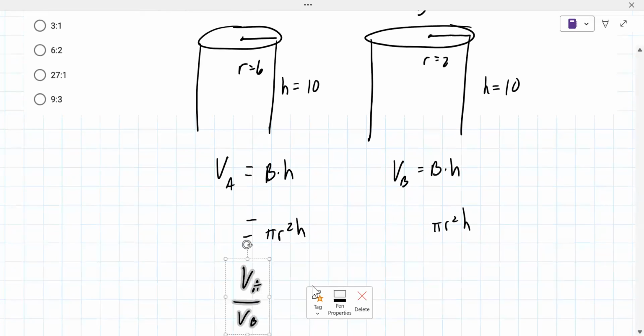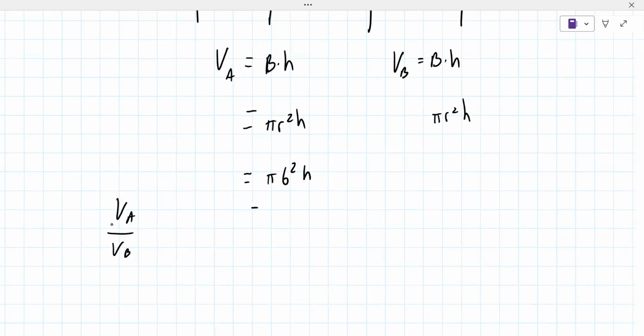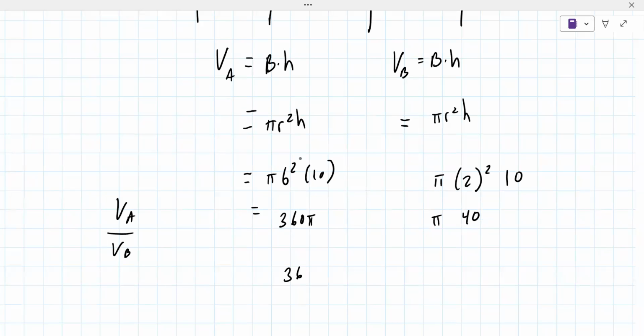Let me do it with the nice round number. So the first one here on the left is pi times 6 squared times 10. That's 360 pi. Then over here it's pi times 2 squared times 10. That's 40 pi. So it's 360 pi divided by 40 pi, which is, you said it's 9. Sorry, 9, right? Yeah. Okay, sorry, I misheard.